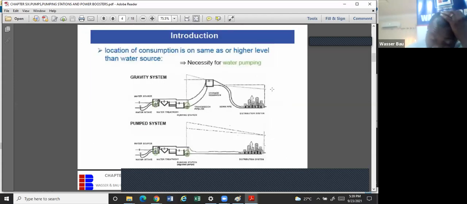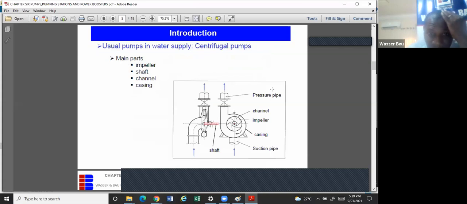We've talked about the pump system and the gravity system. Okay, this chapter 6 is talking about types of pumps. Why this is important is that as a water expert, you're supposed to be an all-rounder. You're supposed to know not just how to design, but also the components of the system. So this is a centrifugal pump. A centrifugal pump has a pressure pipe, it has a channel or casing, it has an impeller, and it has a suction pipe.